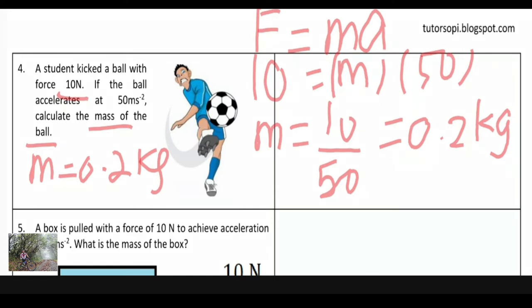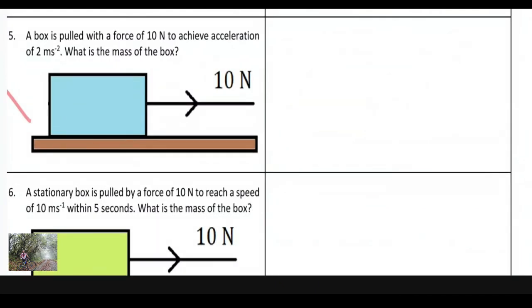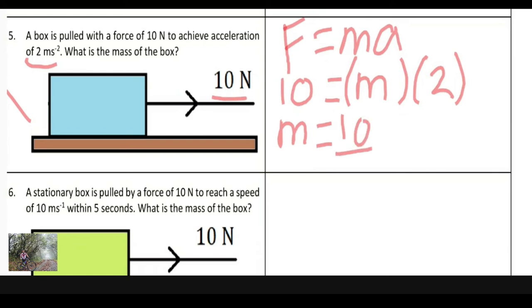Okay. Look at number 5. Question number 5. A box is pulled with a force of 10 newton to achieve acceleration of 2 meter per second squared. What is the mass of the box? Okay, just using the formula F equal to MA, kan? So here force is 10 newton. Mass, memang kita nak cari nilai mass. A is 2 meter per second per second. So to show mass, 10 over 2. So we get 5 kg. SI unit for mass is kg.